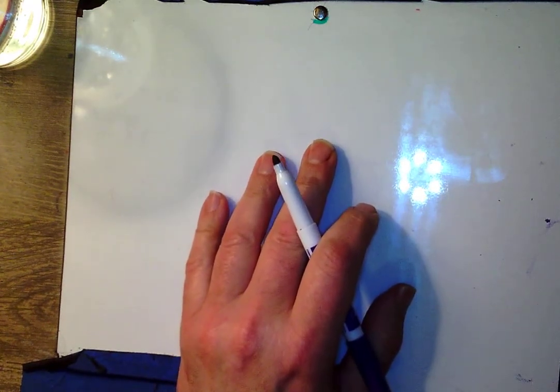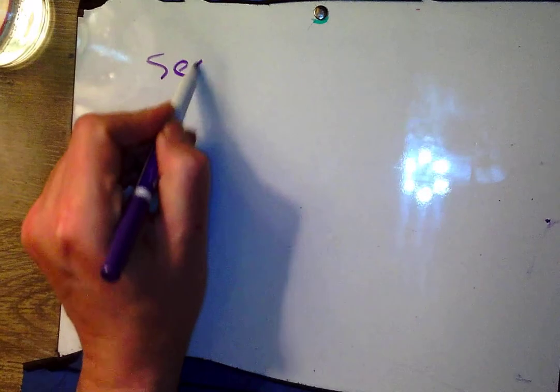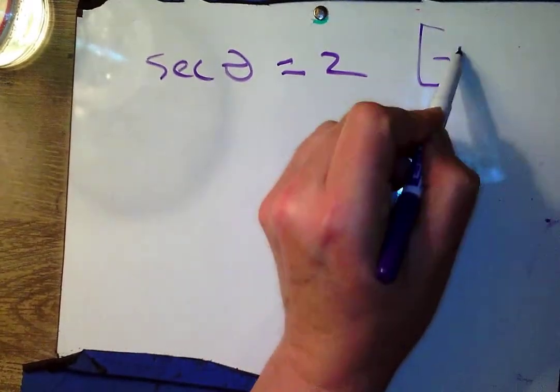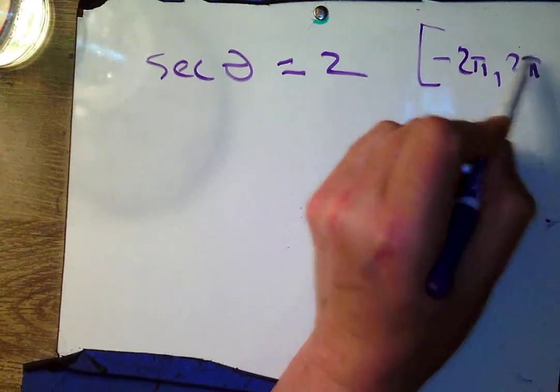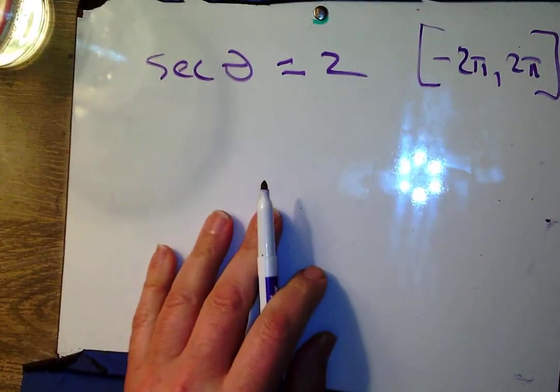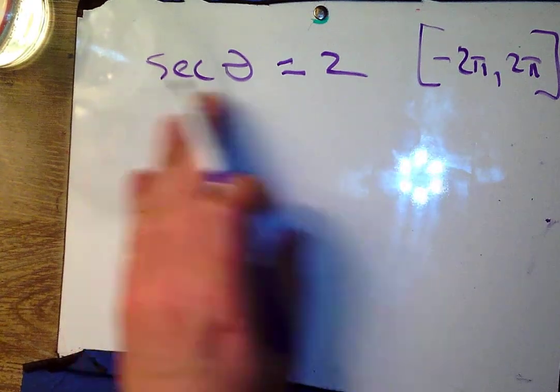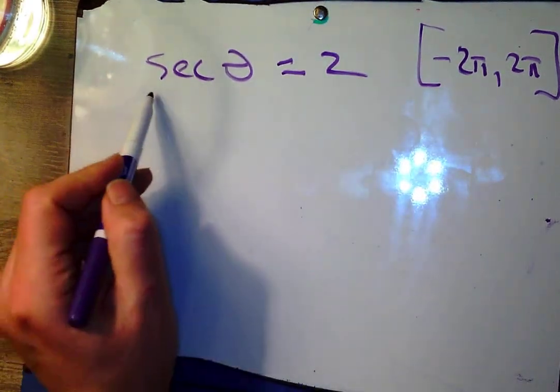Now, I will say secant theta equals 2. And again, let's think about negative 2 pi to 2 pi. Okay? You could do this a couple of different ways. You could graph secant and say secant whenever it's equal to 2.